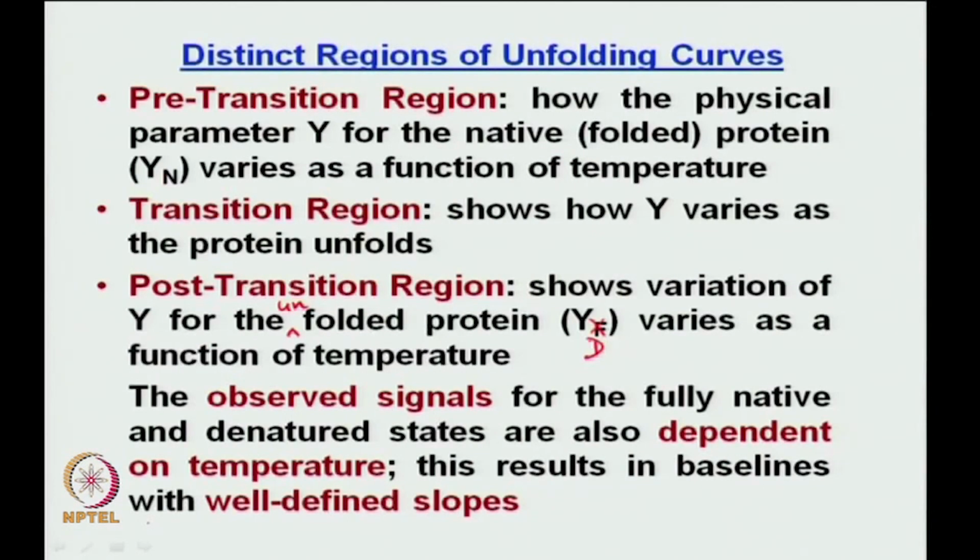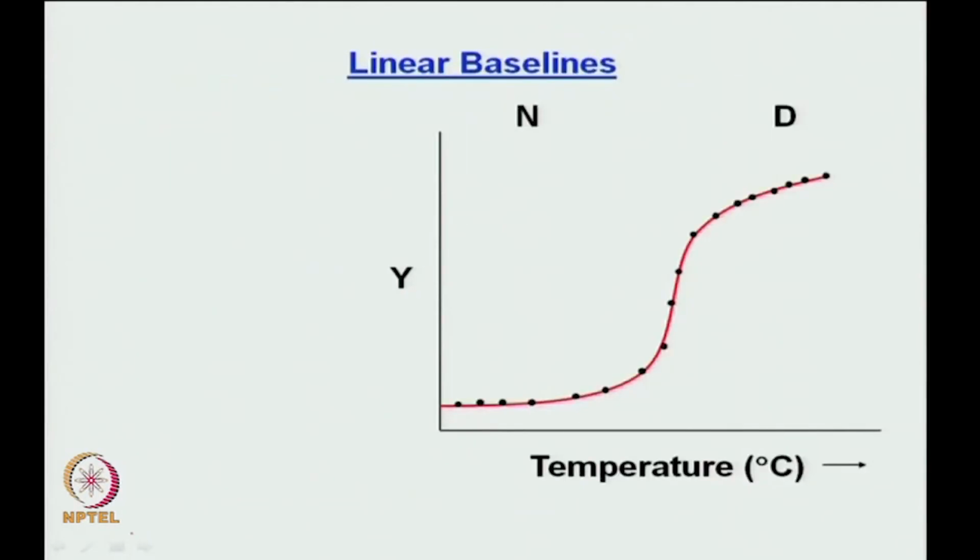So, that is what the last point says. The observed signals for the fully native and denatured states are also dependent on temperature, and this results in baselines with well defined slopes. Slopes means that this signal yN or yD depends upon temperature. Okay.